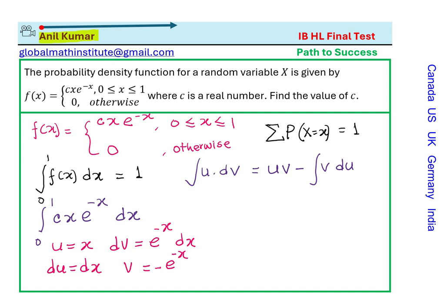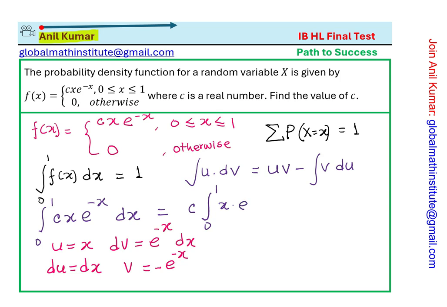And therefore, the integral of the expression which we have can now be written with c outside. Let's go in steps: the integral of x e to the power of minus x dx. What we have done here is that we are treating e to the power of minus x dx as dv, and we are keeping x as u. So that is the substitution which we have done.